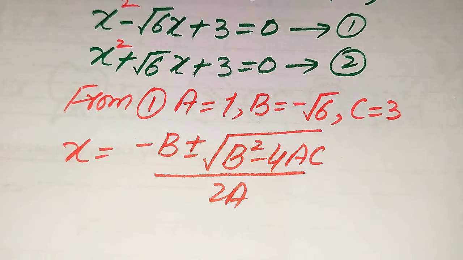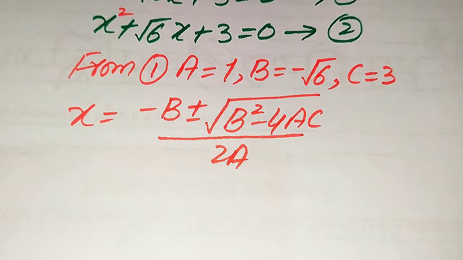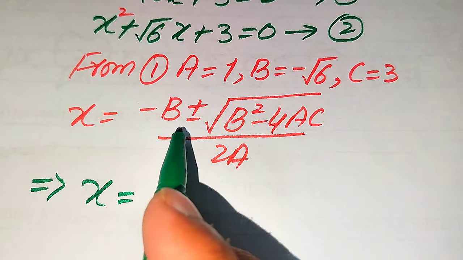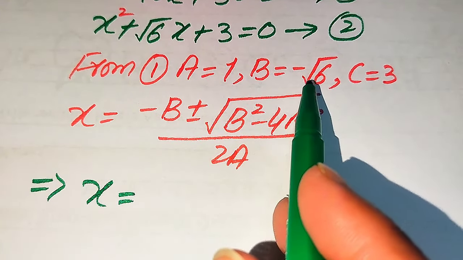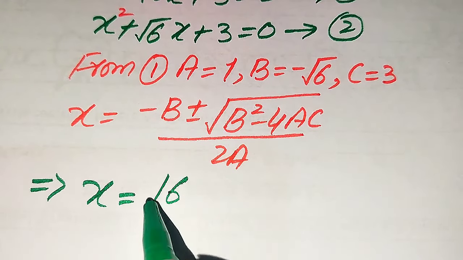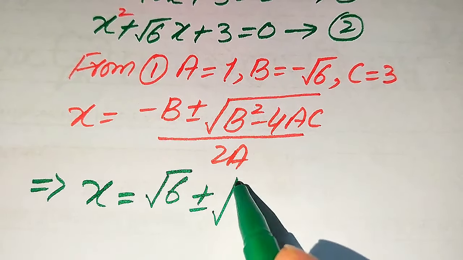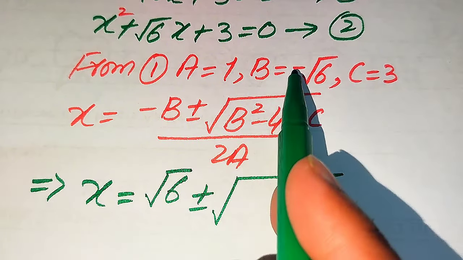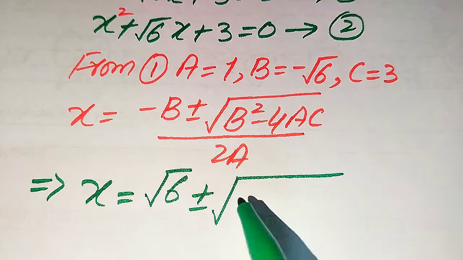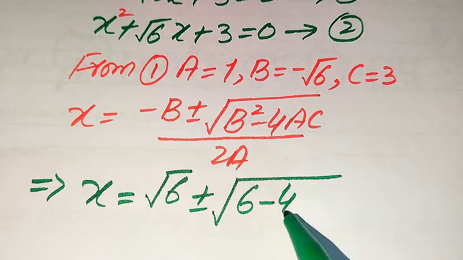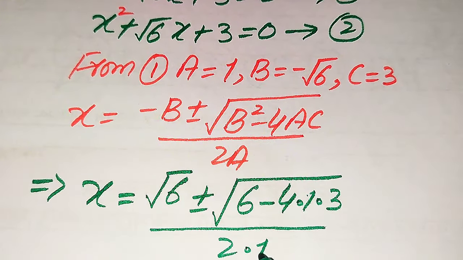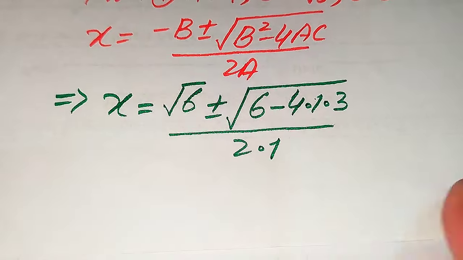So this is our quadratic formula, and now we need to substitute the values of a, b and c in this formula. So it will be written as x is equal to minus b. The value of b is minus square root of 6, so minus times minus becomes plus, and when you put this value here it becomes square root of 6 plus minus square root of b square. So the square of a negative term becomes positive and the square and square root cancel each other out, and we get only 6 minus 4 times a, which is 1, and c, which is 3, divided by 2 times a, and here our a is equal to 1.